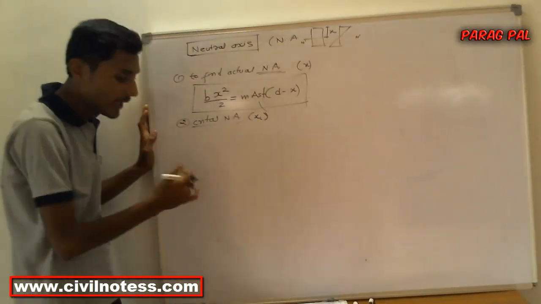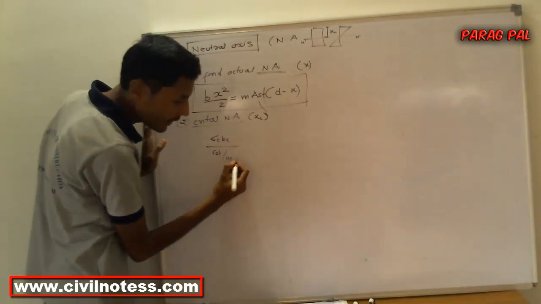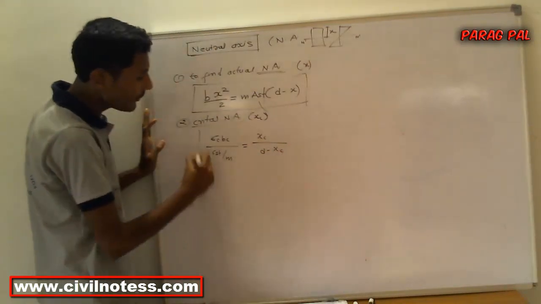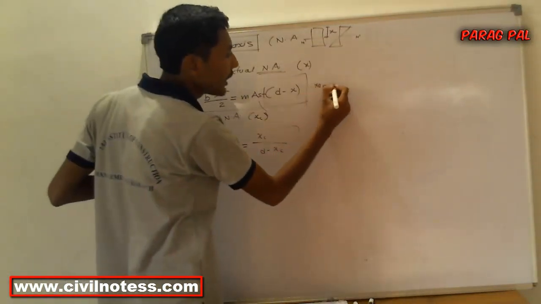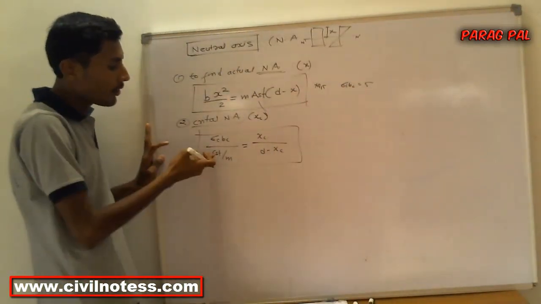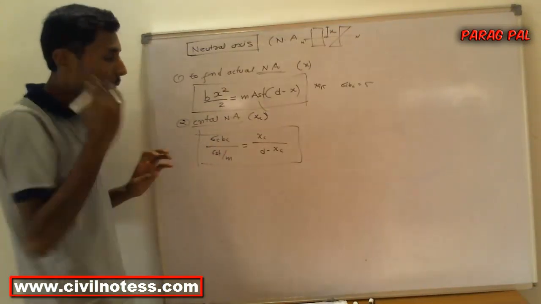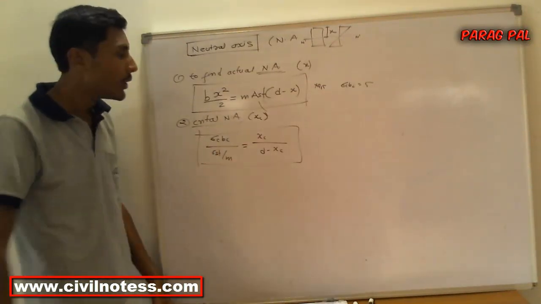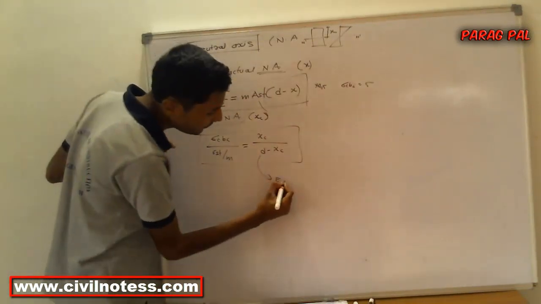We can calculate xc in a simple manner: sigma cbc upon sigma st upon m equals xc upon d minus xc. This is the formula. Put all the values in properly. For M15, sigma cbc is 5 Newton per mm square. For sigma st, if Fe500 is given, then you can place the sigma st value properly. The modular ratio you can simply calculate as 280 upon 3 into sigma cbc, and d is the effective depth.